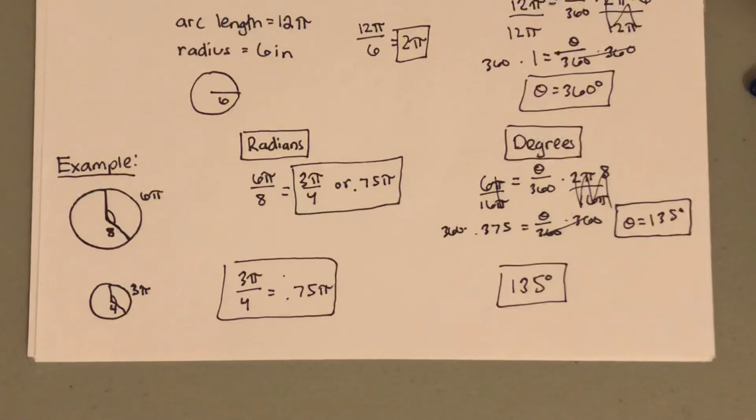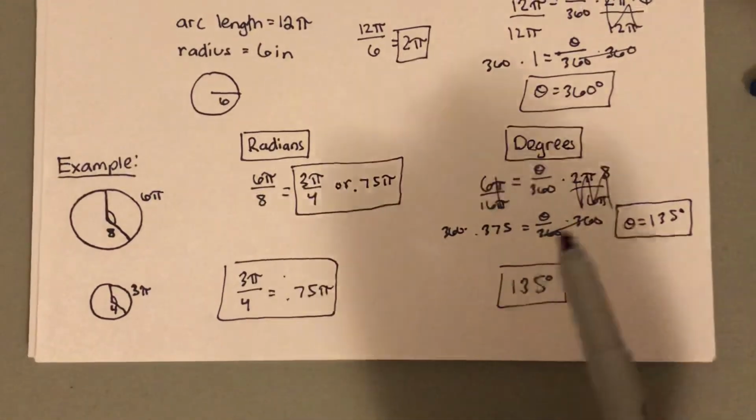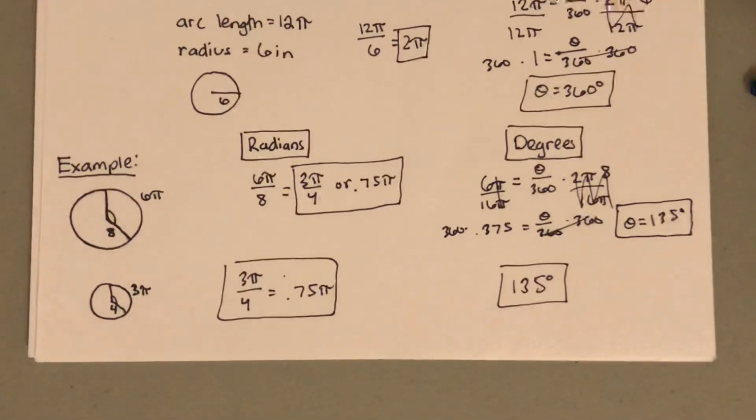So that is a little introduction to what radians are, where they come from. They're always the ratio of arc length to radius. So if you have the arc length and you have the radius, you can easily find the measure of the angle in radians just by finding that ratio. It's a little bit more work in degrees, and that is one reason why radians are so nice.